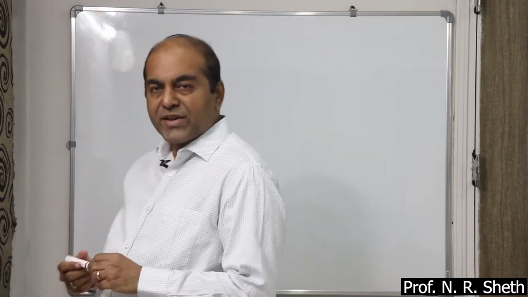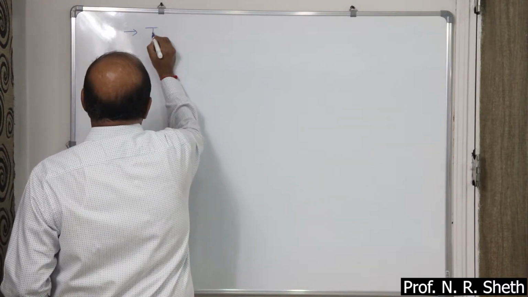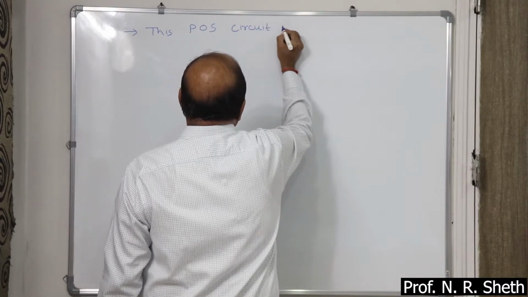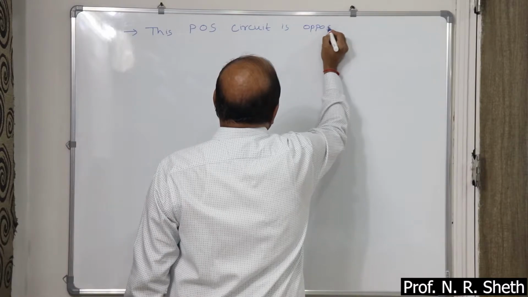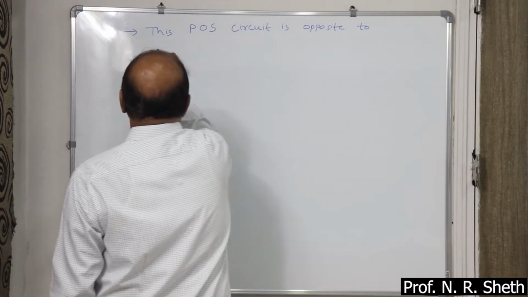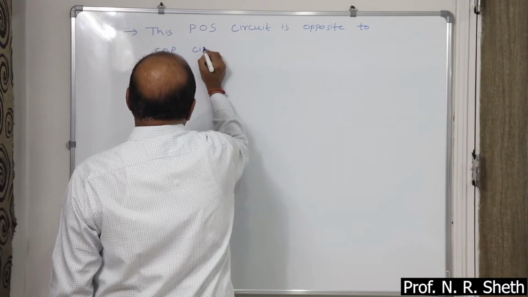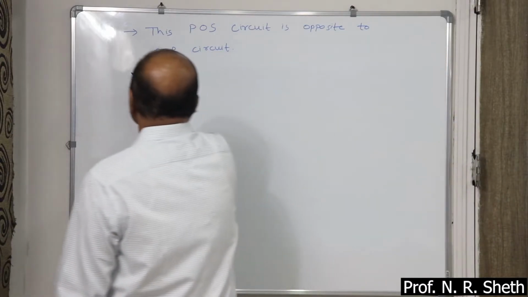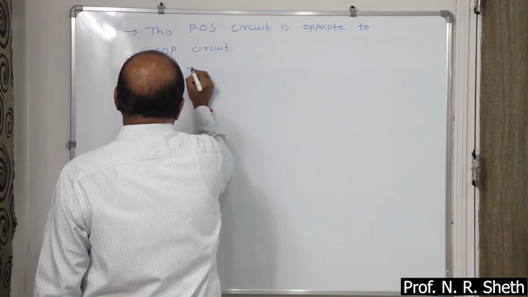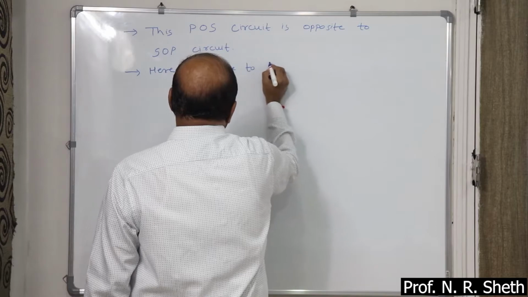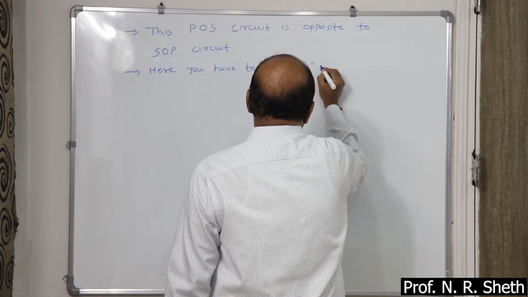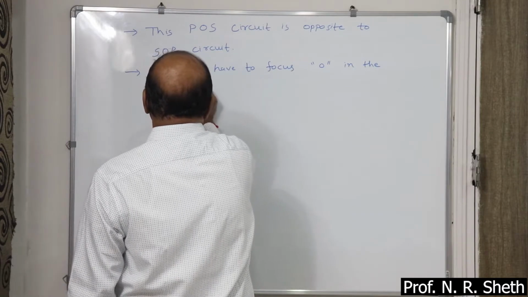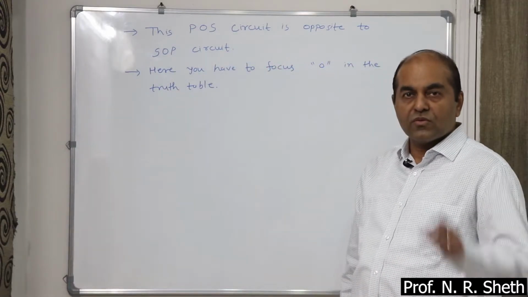So the first point that you have to mention is this product of sum circuit is opposite to sum of product circuit. This is the first point that you have to mention. Second point, here you have to focus 0 in the truth table. You have to focus 0 in the truth table.